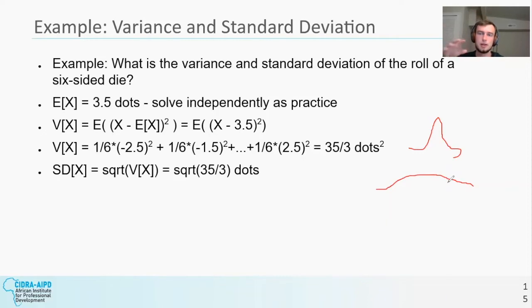Because if you grab a number, you might grab a 0 here, a 20 here, a 10 there. The values you can get are going to be a lot more spread out than here, where you might get like an 8, a 10, a 12. There's not going to be a huge range in values you're likely to get.